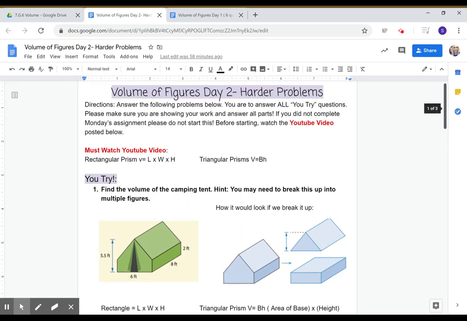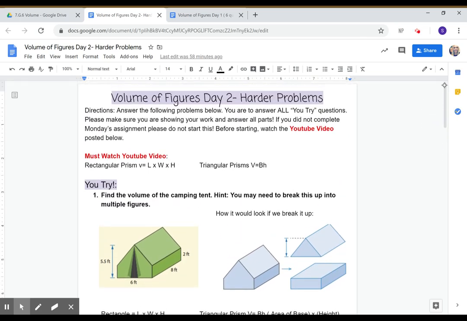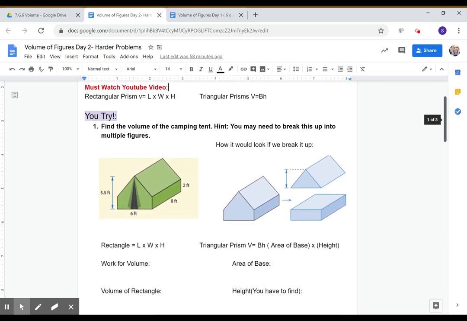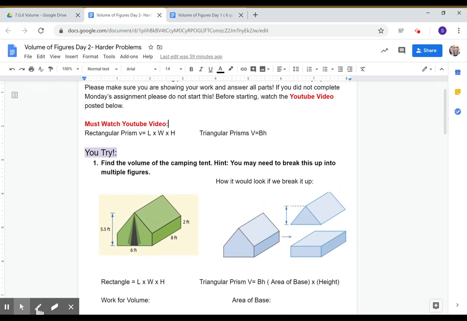Today we're going to start day 2 of volume. Yesterday you took a Google form, and on Monday you did just the basics of volume. If you have not started that, please make sure that you start it before trying these problems. Below here, I'm still going to find volume. Let's review our formulas first.